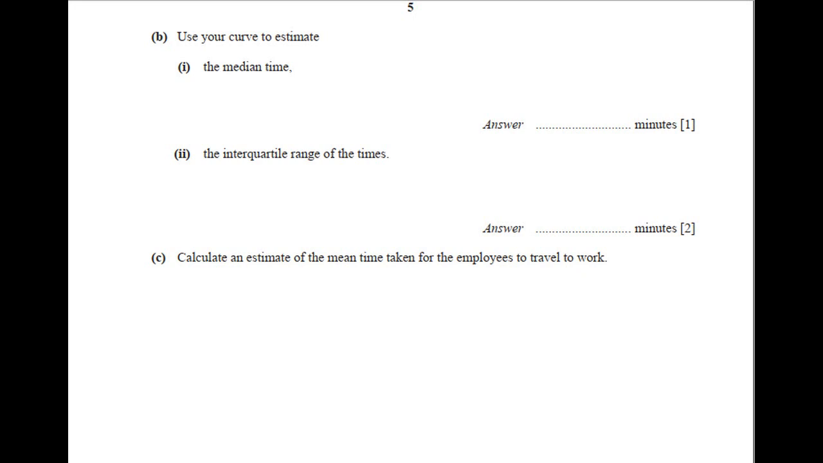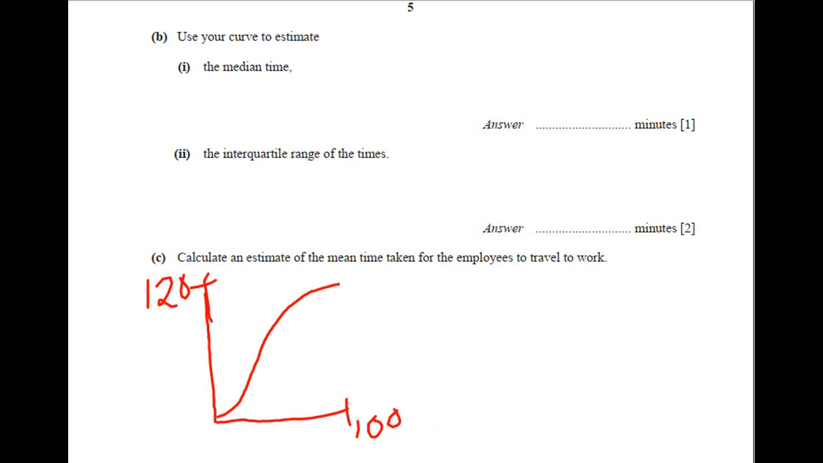Part B. Use the curve to estimate the median. So I'm going to roughly draw a curve and tell you how we can find the median from this curve. The curve we drew on the previous page had 120 over here and 100 over here. We need the median. Median is found by first finding 50% of the maximum value of your graph, which is 120. This gives us 60.